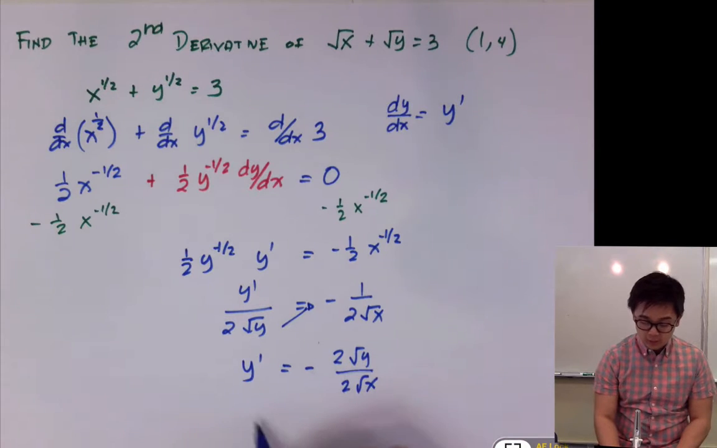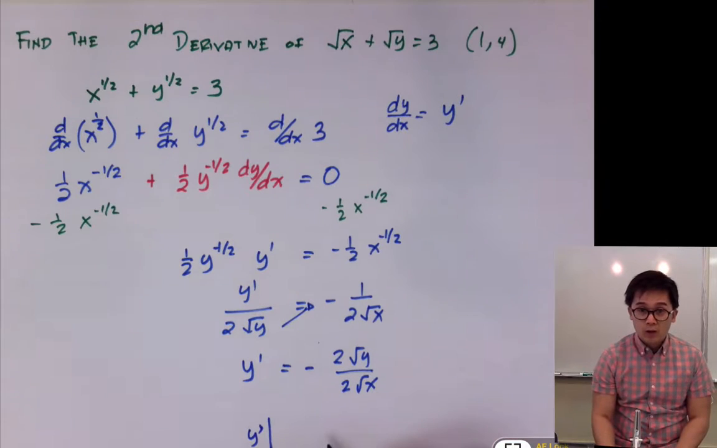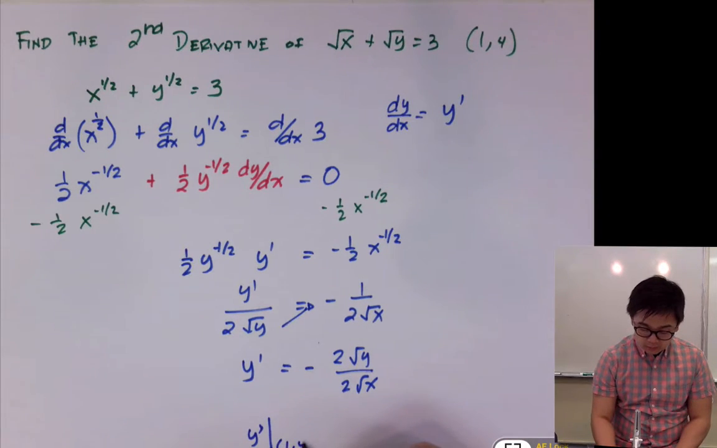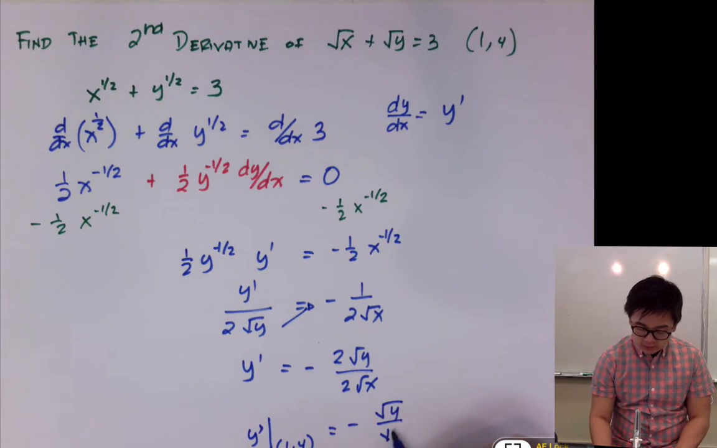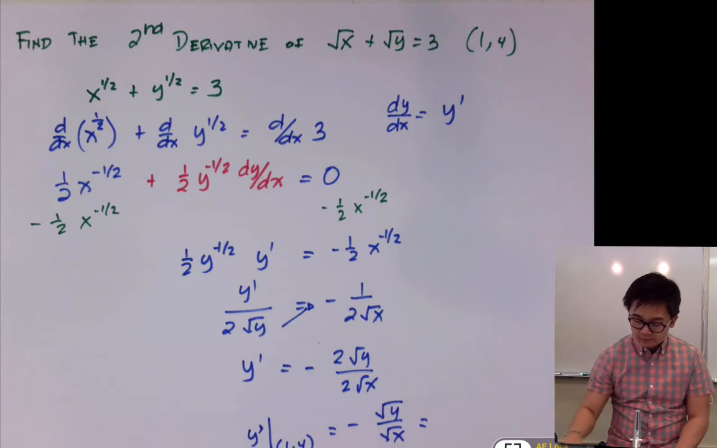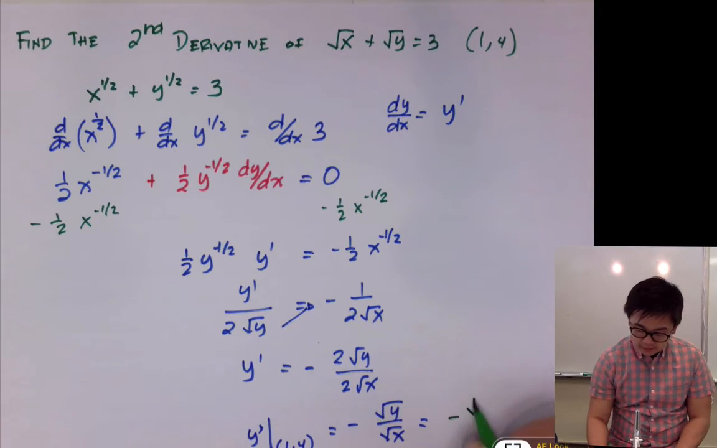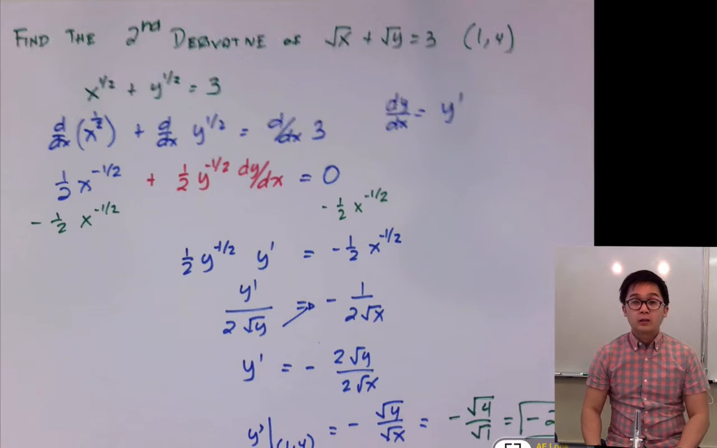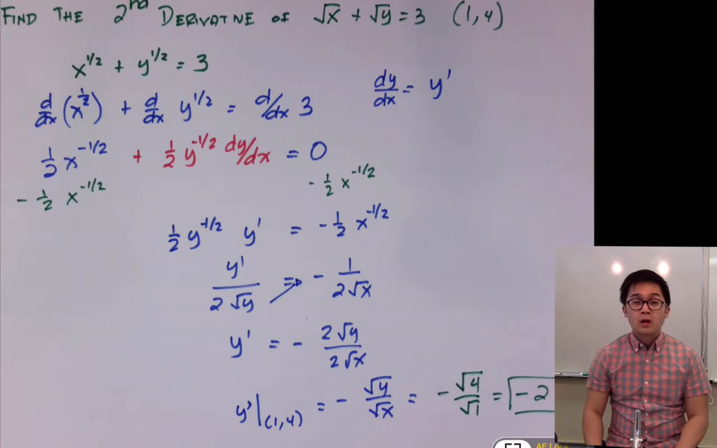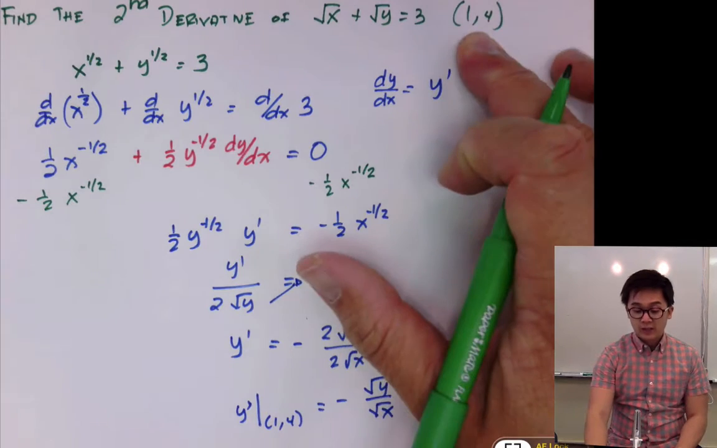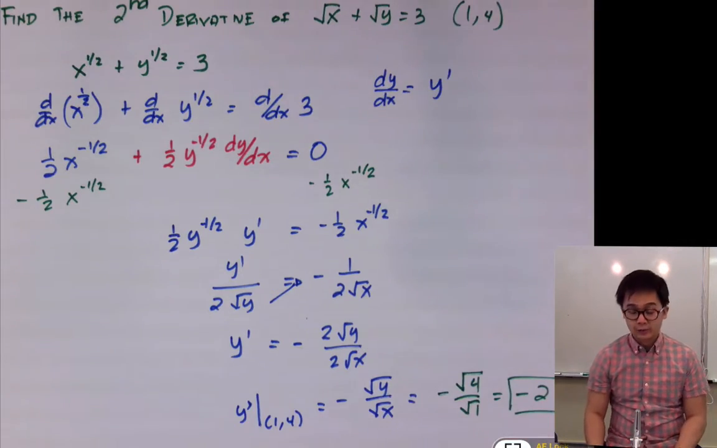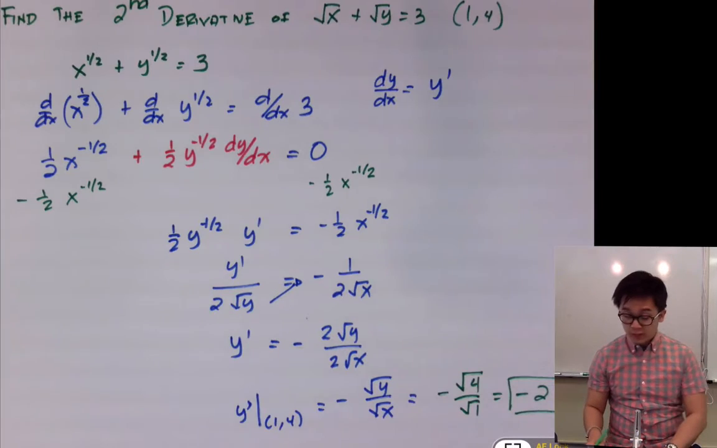So by simplifying this y prime, we can evaluate y prime at the given point (1, 4), which means we can substitute the value of y and x and give us negative square root of 4 all over square root of 1, which is equal to negative 2. So our y prime evaluated at the given point (1, 4) is simply negative 2. So we're now finished with the first half.